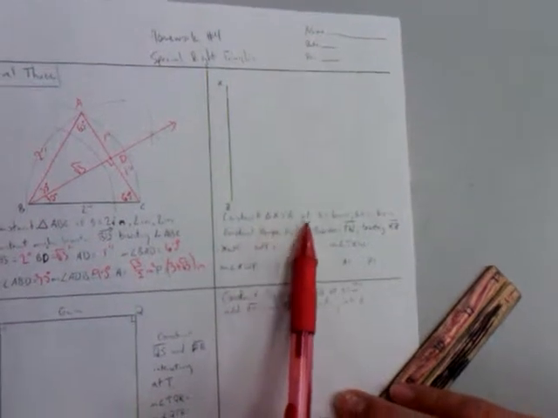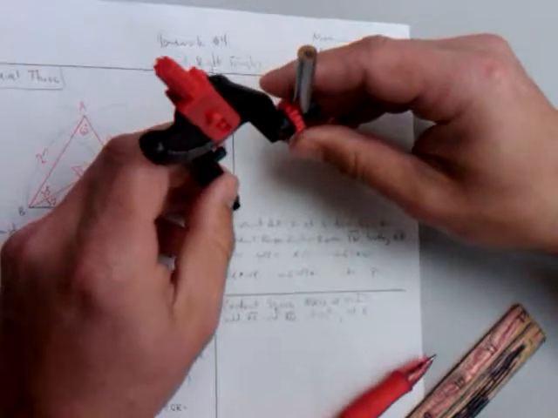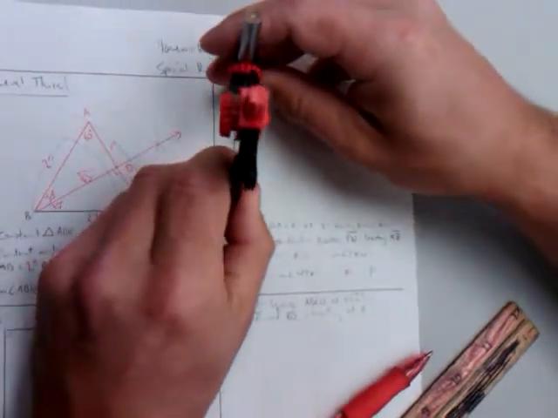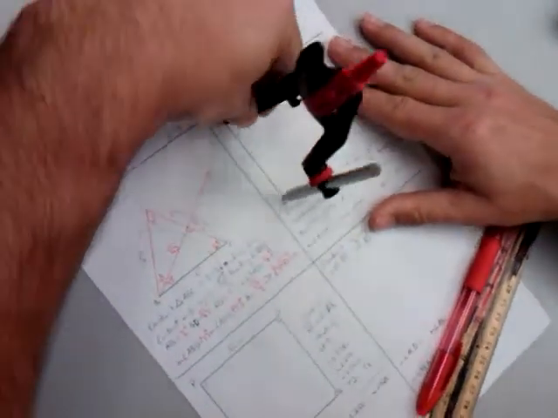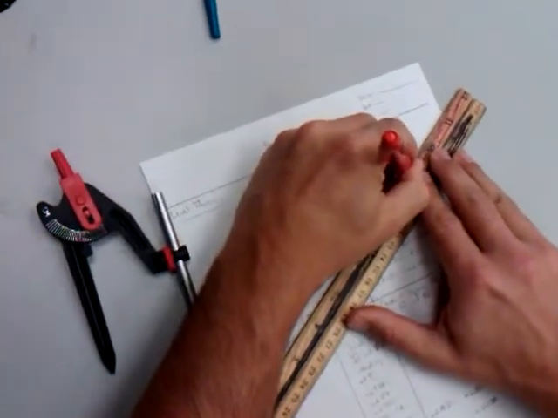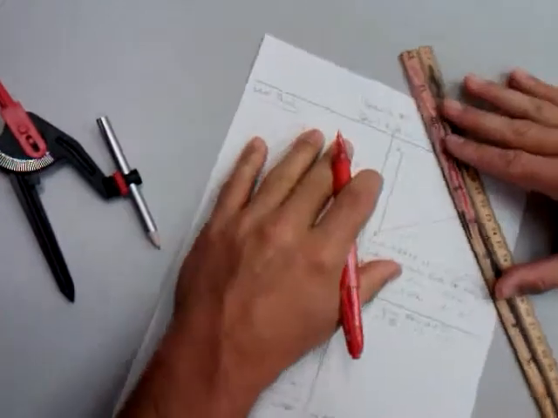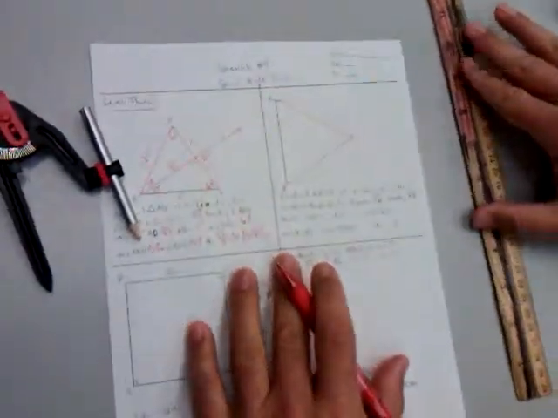Construct triangle XYZ at sides equal to 6 centimeters, 6 centimeters, 6 centimeters. Okay, so we're going to raise this out to 6 centimeters. And there's one arc, and there's the other arc. The location where they intersect is, of course, the third vertex. So here is our equilateral triangle.